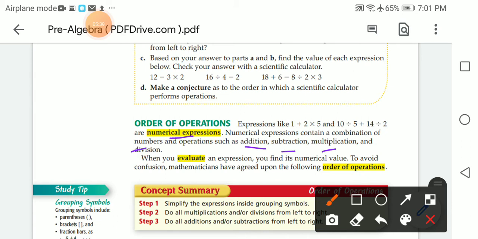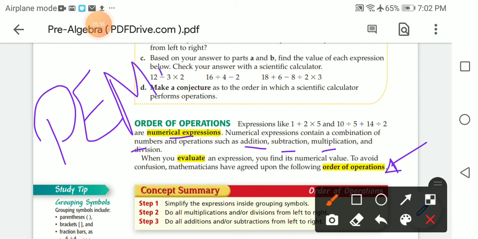When you evaluate an expression, you find its numerical value. To avoid confusion, mathematicians have agreed upon the following order of operations. So, don't forget the key of this lesson is PEMDAS. It's very easy.